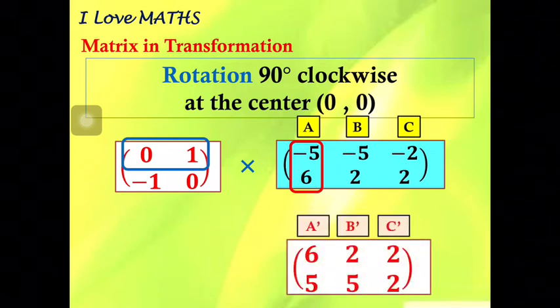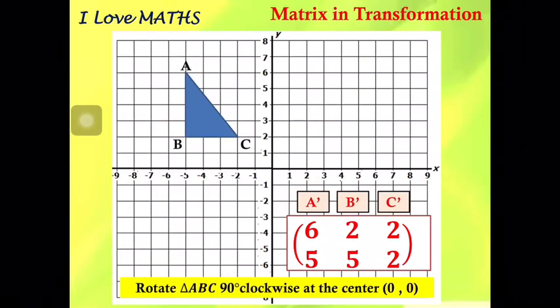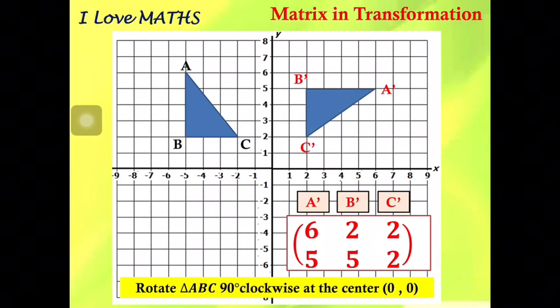6, 5 would be the coordinates of A prime, 2, 5 are the coordinates of B prime, and 2, 2 are the coordinates of C prime. So we can now plot these 3 points on the xy coordinate plane. For A prime, 6, 5. For B prime, 2, 5. And for C prime, 2, 2. And this makes the new image of the original figure ABC under the rotation 90 degrees clockwise at the center 0, 0.